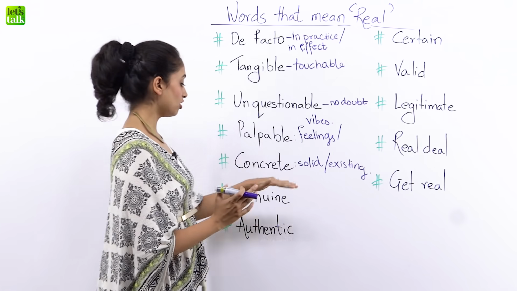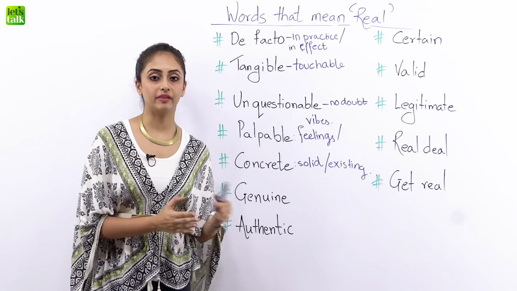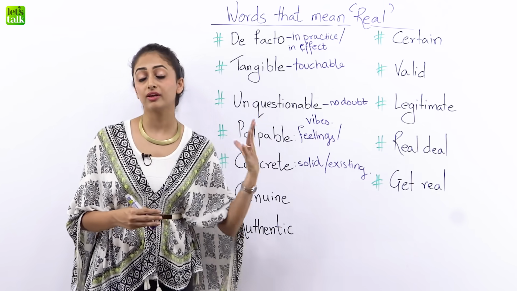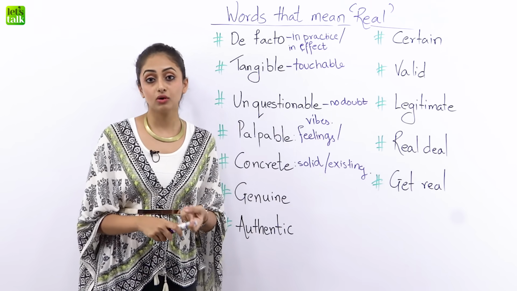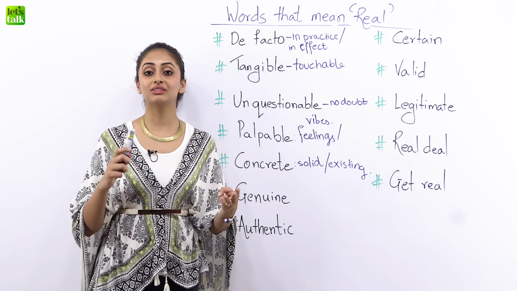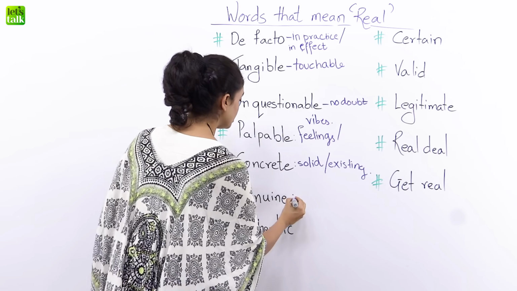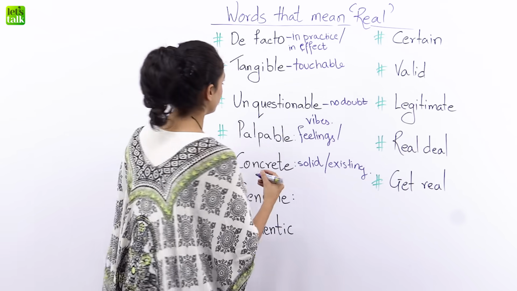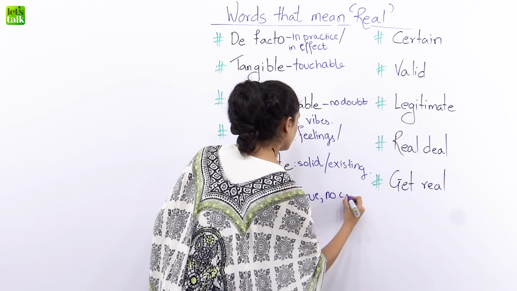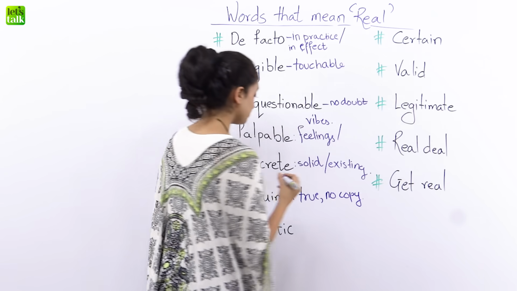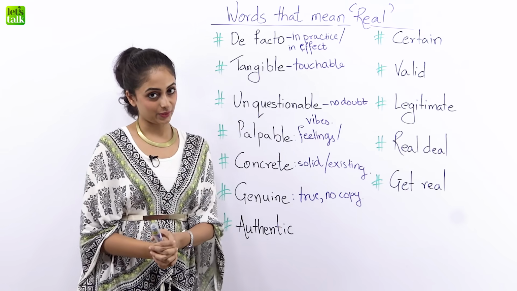All right? Moving on from concrete, we have genuine, which means there is no other copy of it. Nobody can copy it, or there is no copy or documentation of the same thing. It could be just an object, it could be a painting, it could be someone's personality or characteristics even, right? So genuine means something which has no other copy of it. True. No copy. Right? Which is absolutely true, the one and only without another copy.